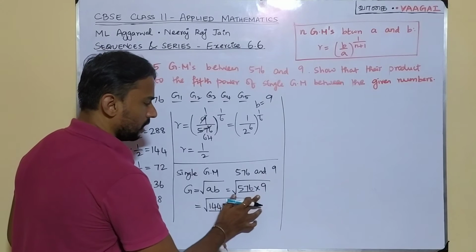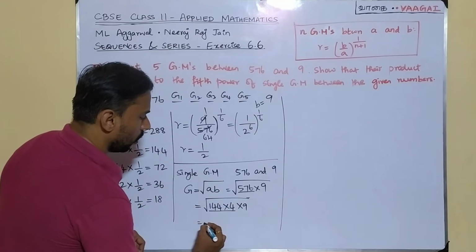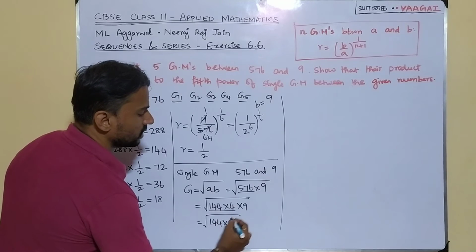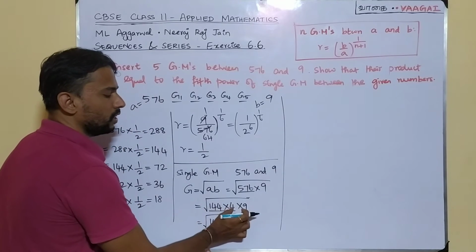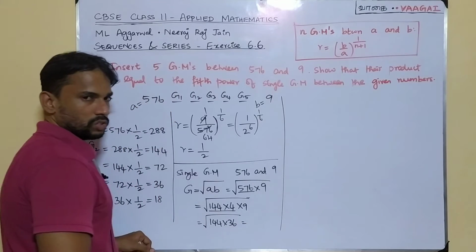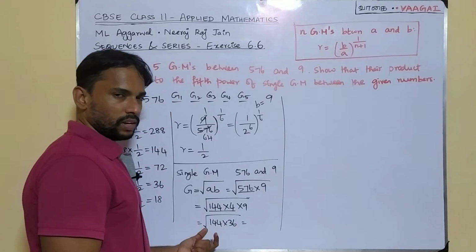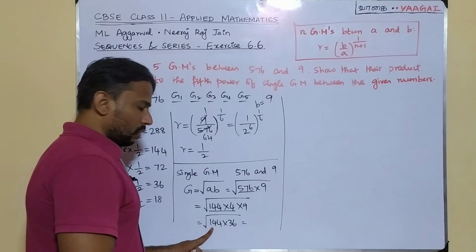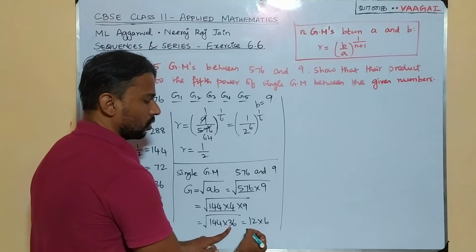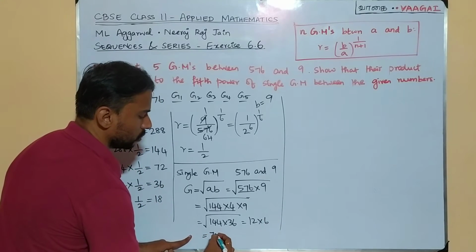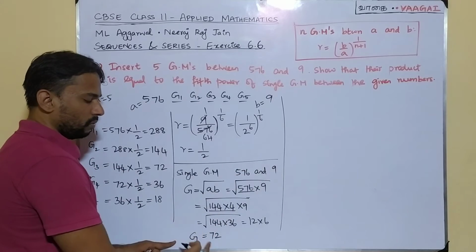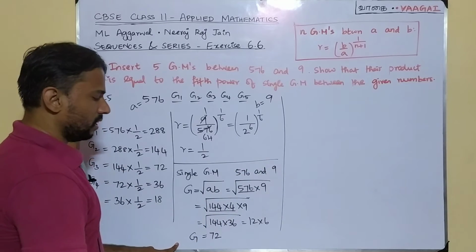So I will be getting root of 144 into, this 4 nines will be 36. I'm just splitting here, joining here, that's it. So this is what I will be getting. Now you can simplify it very easily. Root 144 is 12, and root 36 is 6. So 12 sixes is going to be 72. So the single geometric mean between 576 and 9 is going to be 72.